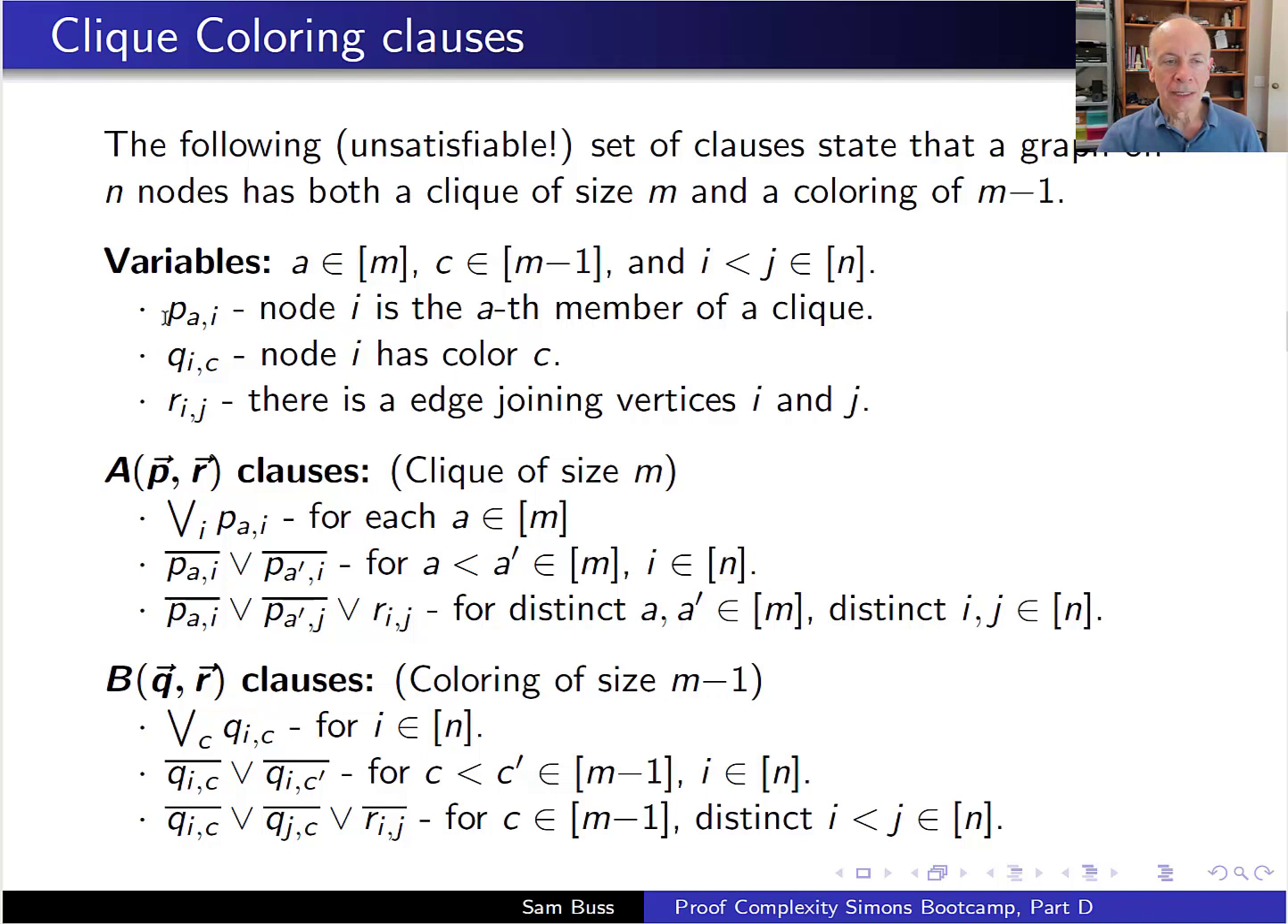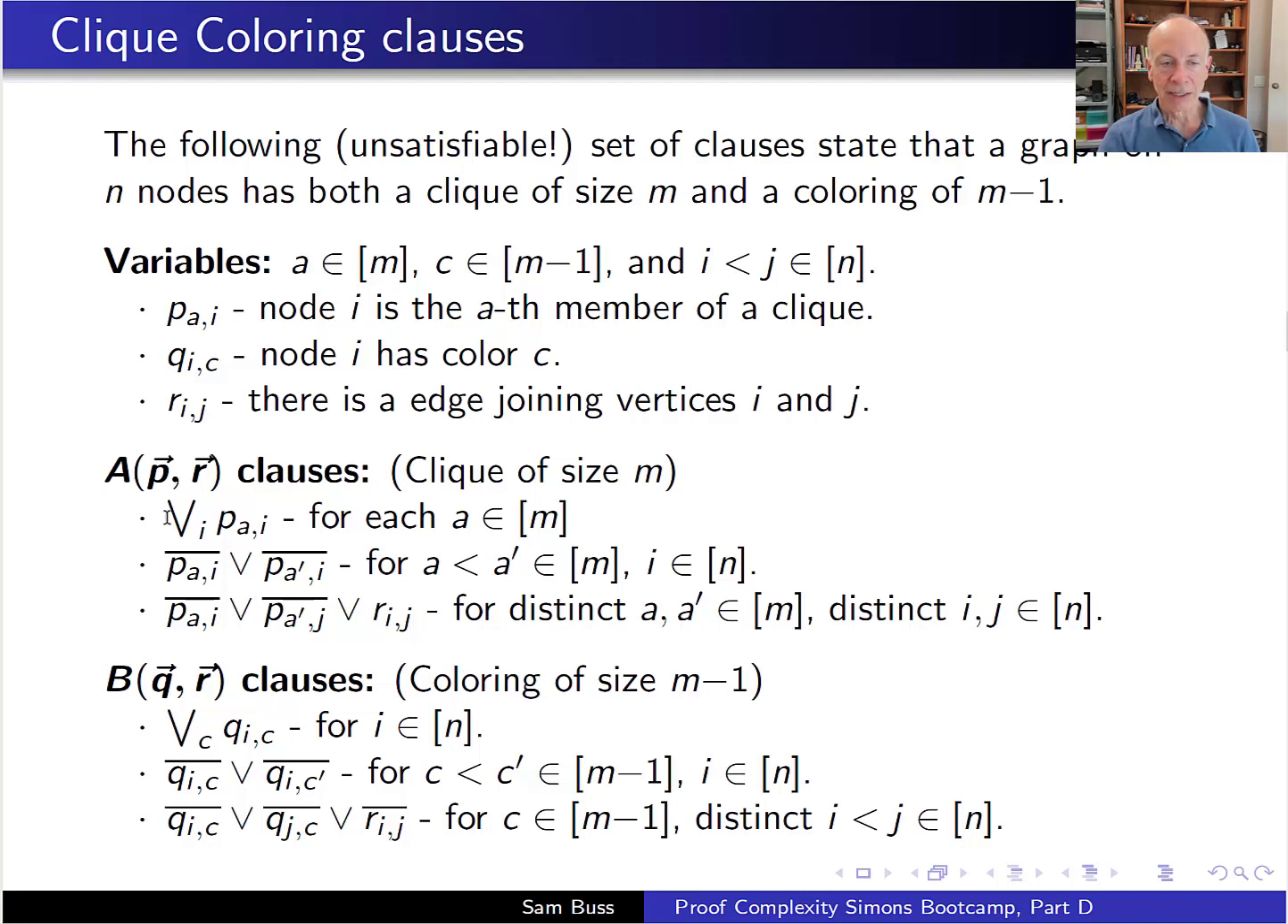So the meaning of the variables p_a,i is that vertex i is the a-th member of the clique. The variables q_i,c are intended to say that vertex i has color c. The variables r_i,j are intended to say there's an edge joining the vertices i and j. And now we have clauses A expressing the existence of a clique and clauses B expressing the existence of a coloring. So the clauses A involve only the variables p and r. They don't need the coloring at all. The first types of clauses in them are the or over i of p_a,i.